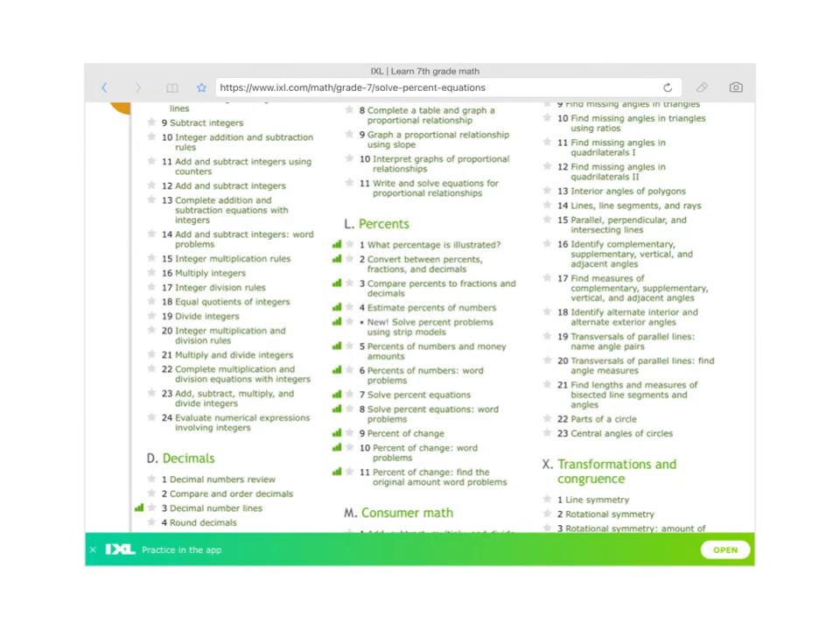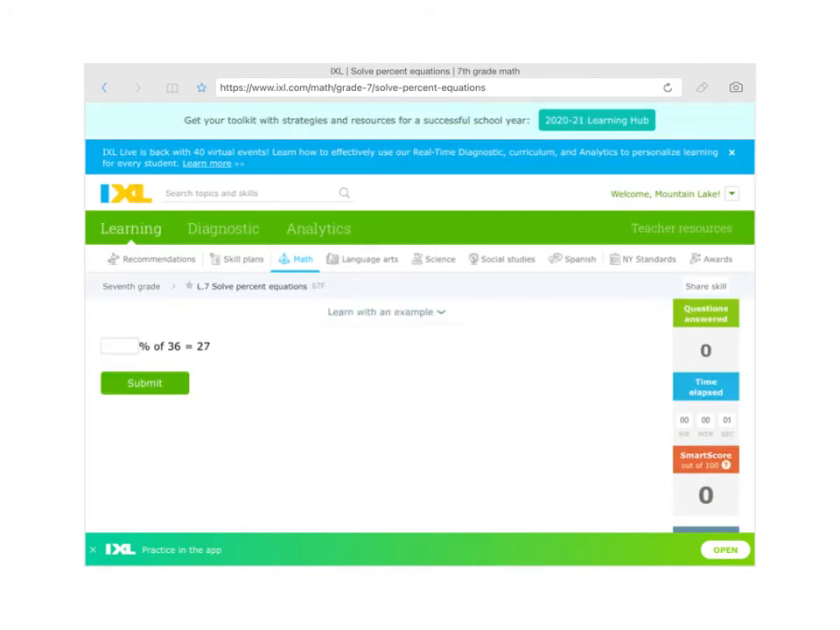So L7, solve percent equations. Now over here, I would use SADMEP. Right? So it's the opposite of PEMDAS. Now when do we use these? Only when we have equations. An equation always has an equal sign. So you see this equal sign, so therefore this is an equation.